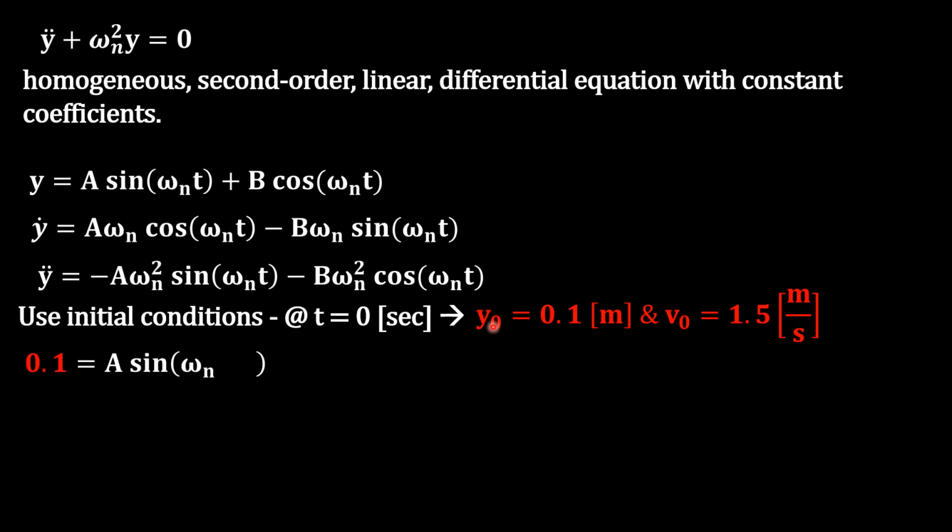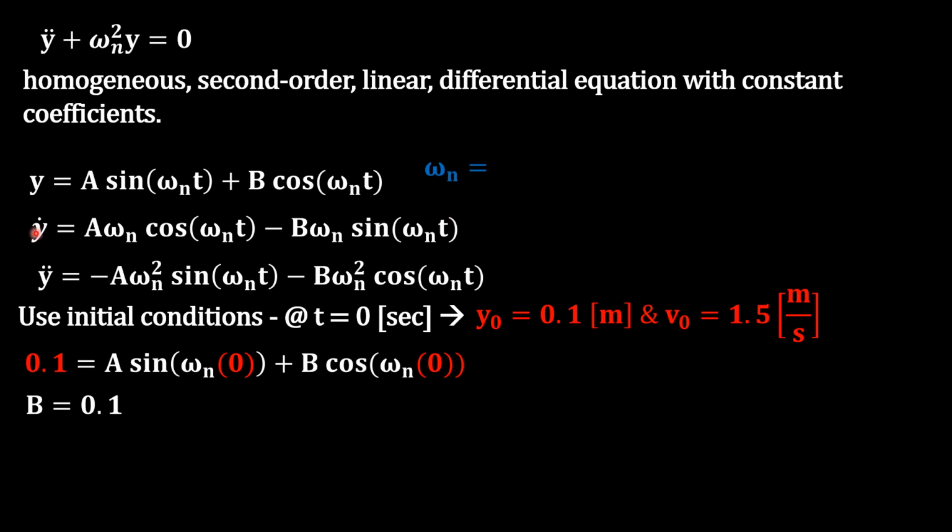So we will plug this into our position equation. So initially 0.1, and remember 0 times anything is 0, so that's why I didn't write the natural frequency value. Now here, as sine of 0 is 0, cosine of 0 is 1, so a will cancel, and we can solve for b, so b value is 0.1.